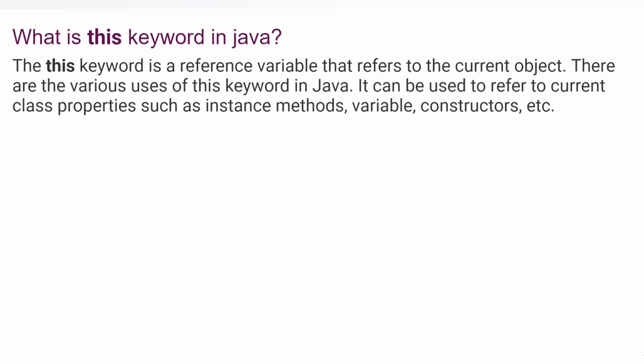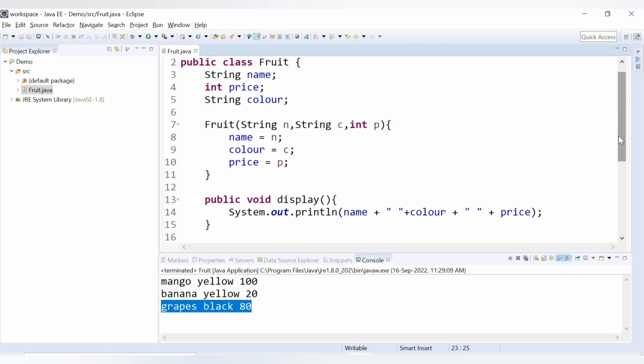We will see in the practical in which case we need this keyword, and there are various uses of this keyword in Java. It can be used to refer to current class properties such as instance method, variable, and constructor. So basically it is a reference variable which is used to refer to your current object or the properties of the current object. So let's see in the demo here.